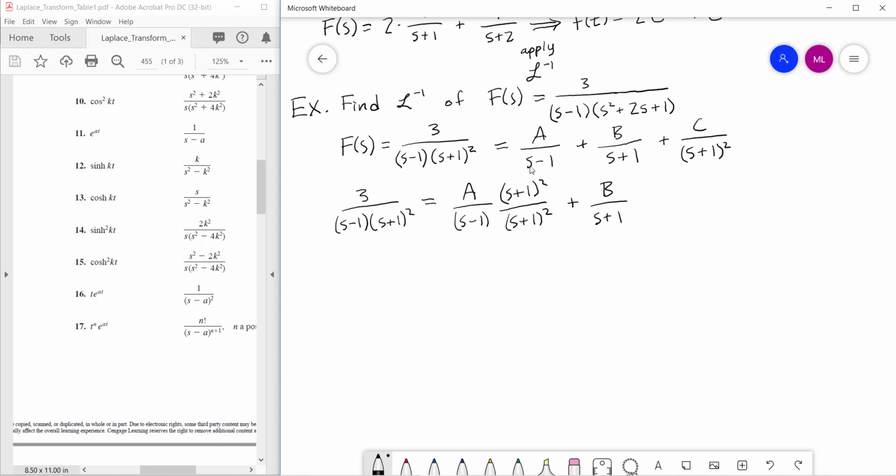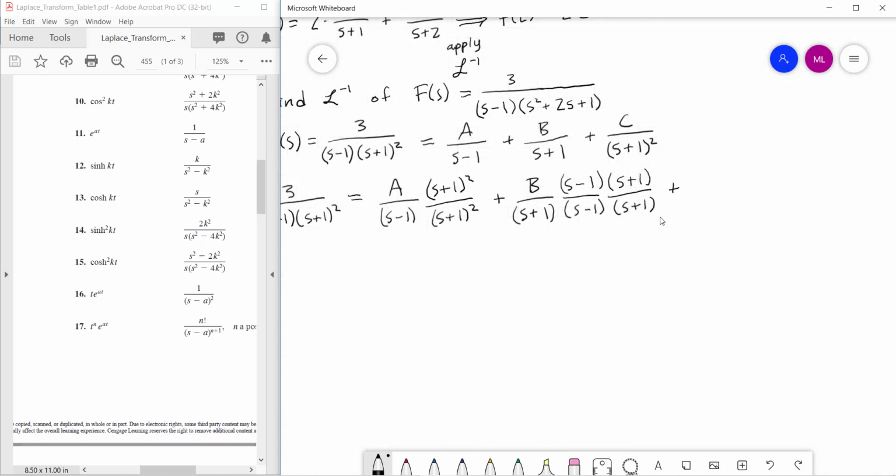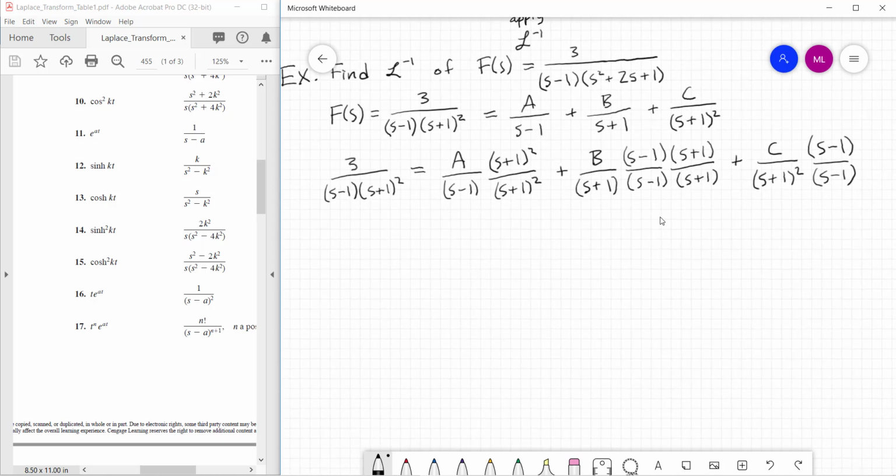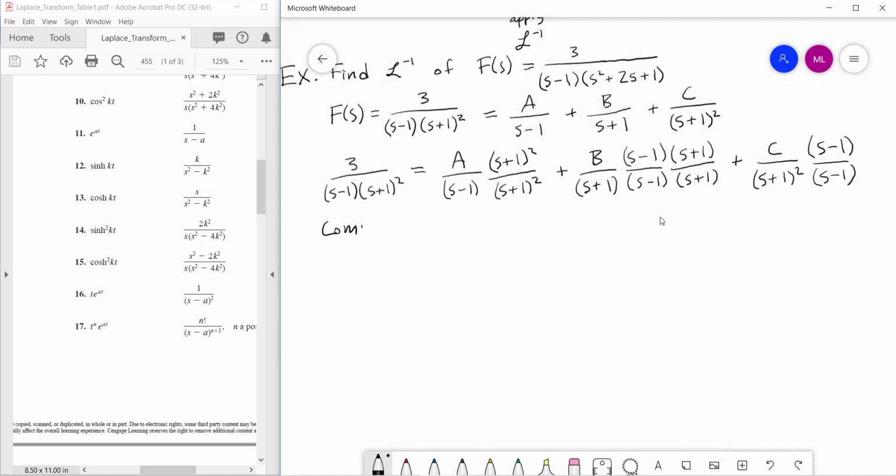I need to multiply it by a factor of s minus 1 over itself and another factor of s plus 1 over itself. So I need an s minus 1 over s minus 1, and I also need a factor of s plus 1 over s plus 1 to get this to match. So I'll have an s plus 1 squared and an s minus 1. Toss some parentheses around that one. And then the last one, we've got our c over s plus 1 squared already. To get its common denominator, we just need the s minus 1 factor over itself. So now these all have the same denominators. We compare the numerators to force them to be equal.